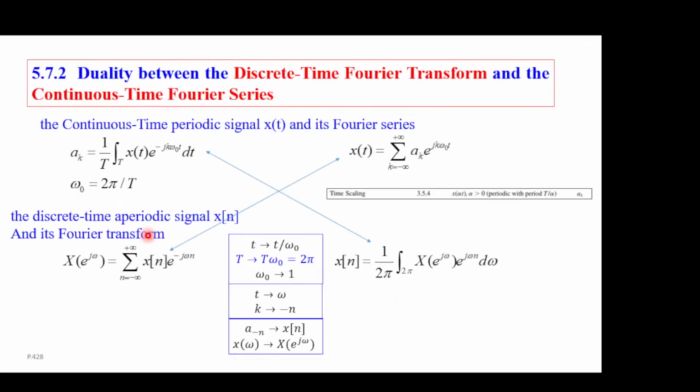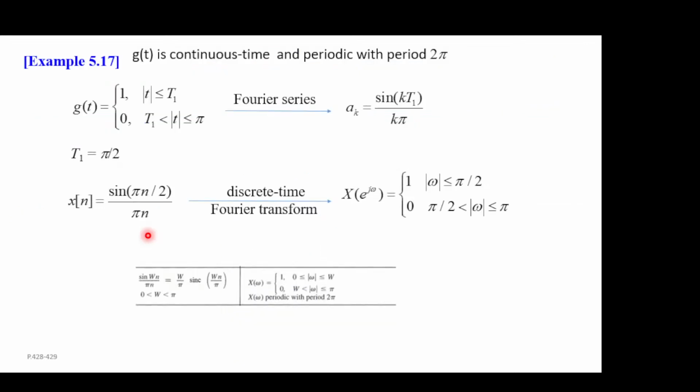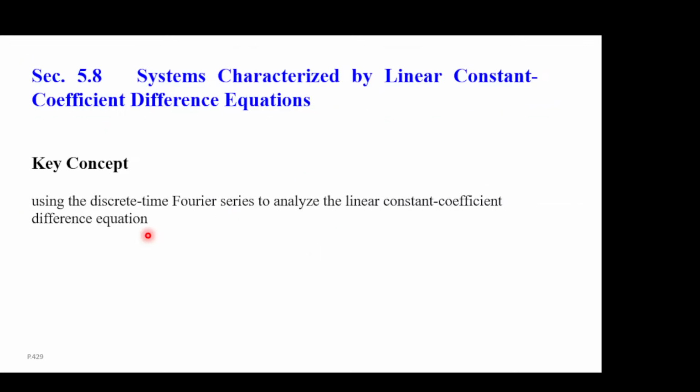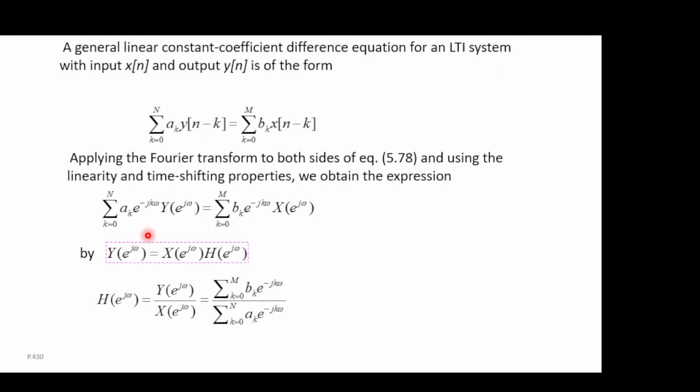Okay, so any question about the second duality, the derivation, etc.? If not, then let's talk about the application of our discrete time Fourier transform. This is the last topic of this chapter, and it is basically similar to chapter 4. This is one of the most important applications of why we want to do this for the discrete time Fourier transform: we want to solve those difference equations.